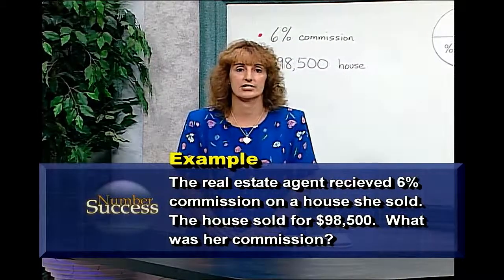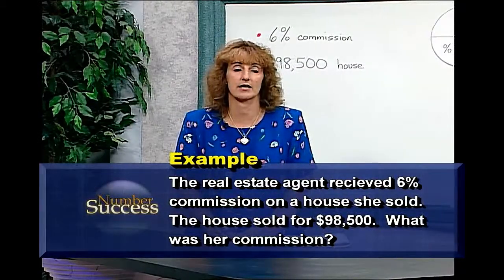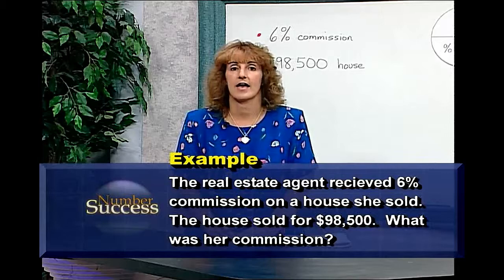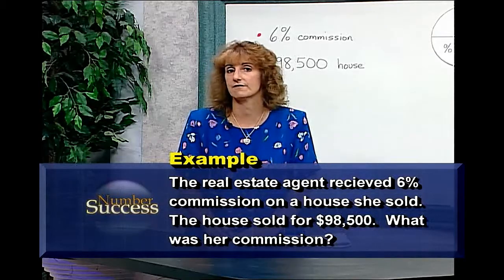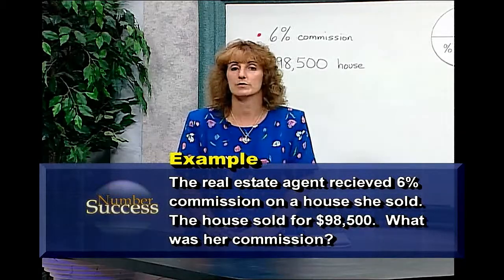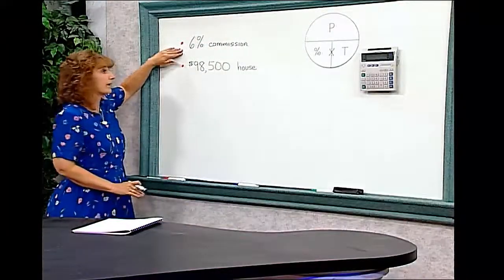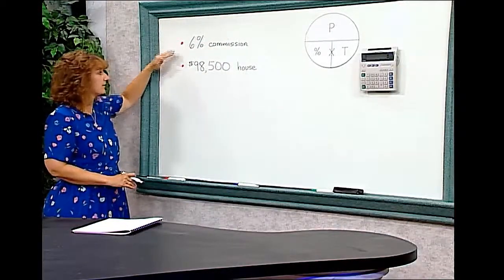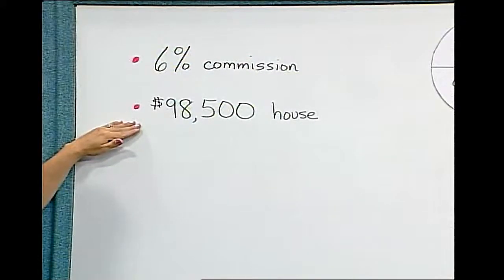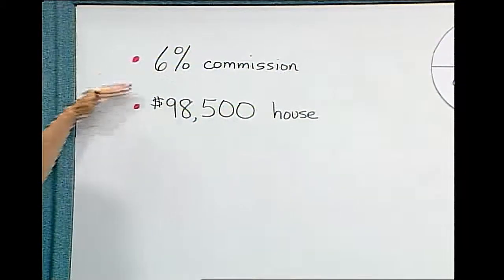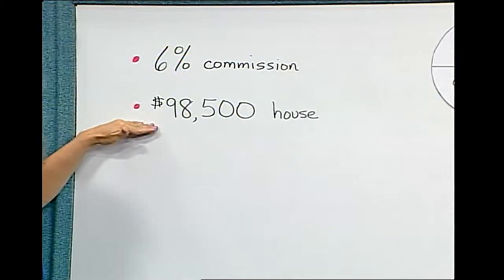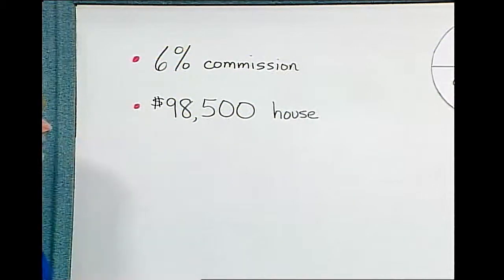The real estate agent receives 6% commission on a house she sold. The house sold for $98,500. What was her commission? If we look at this problem, we have 6% commission on a $98,500 house. Again, underline the important parts of any problem you read.